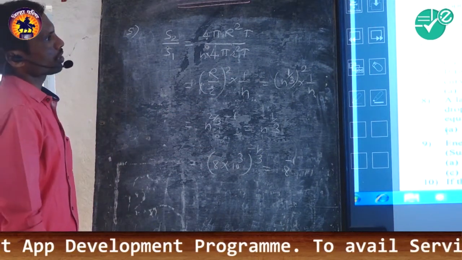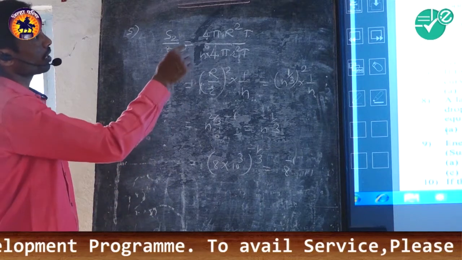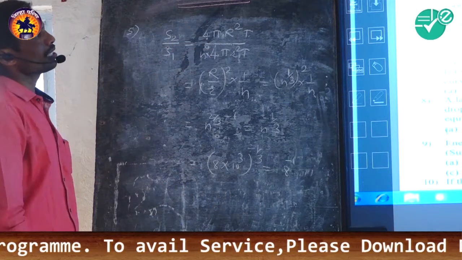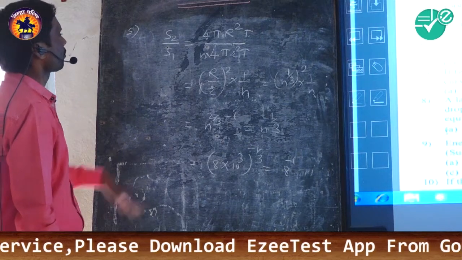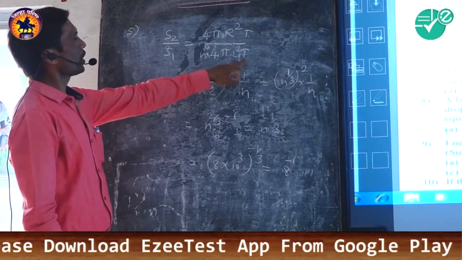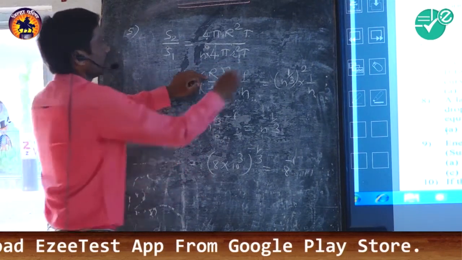Identical drops are combined to form a big drop. Then the ratio of the final surface energy to the initial surface energy of all the drops together is n into 4 pi r square into T. Correct. It is correct.